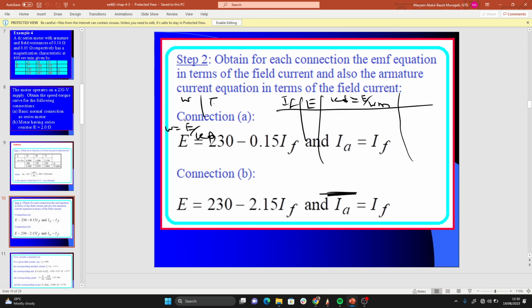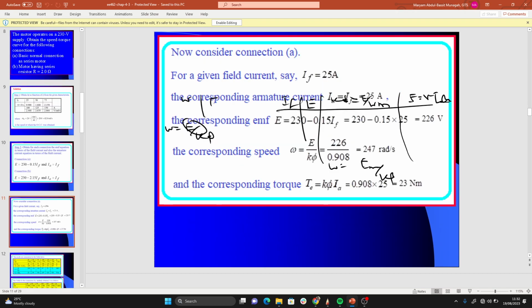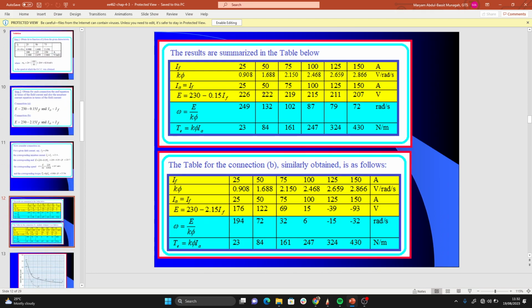Now that I have my K phi, I also need the back EMF. So that E is equal to what? V minus IA RA. So I'll compute that one. Now that I have my E and K phi, I can find speed to be E over K phi. So that's how the order goes. You have your IF, K phi, like this. Now you plot these two values against each other.